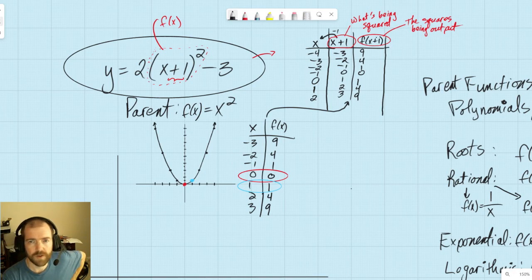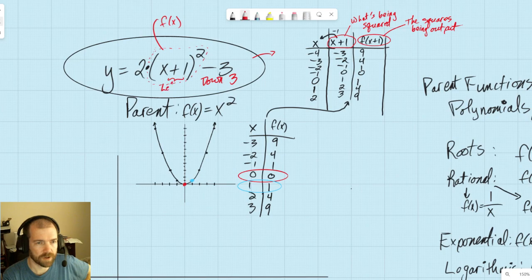Okay, so then we're taking f of x plus 1, and we've got to do order of operations on this. So what else do we need? Well, we need this 2 here, which is multiplying our values. And we also need this -3, which is going to subtract all of our values. And we already said before, this is going to cause a downward shift. And this is going to cause a leftward shift. So left 1, down 3.